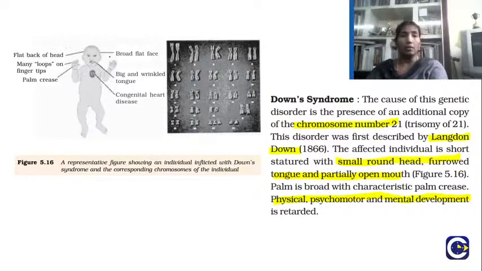You can see the baby with a round head, furrowed tongue, broad face. The fontanelles will not be developed. They'll have congenital heart disease. You can see the big tongue, the palmar crease. They will have physical abnormality, mental retardation, psychomotor disturbances, etc. So that is with Down syndrome. So trisomy 21. Please remember this.